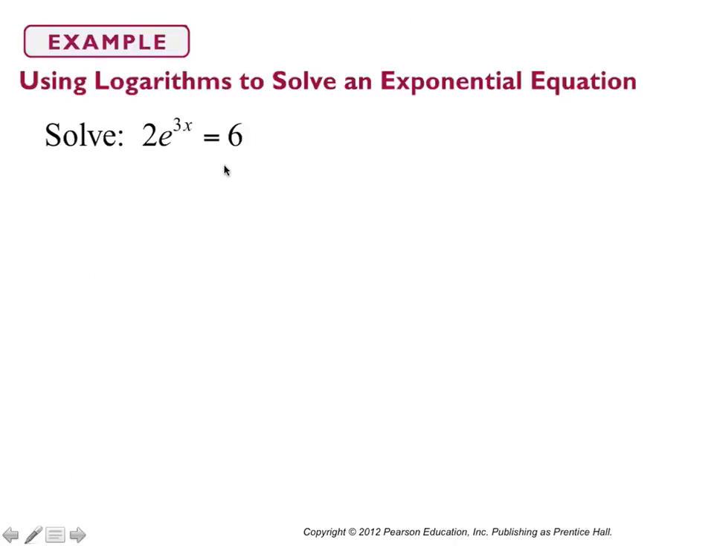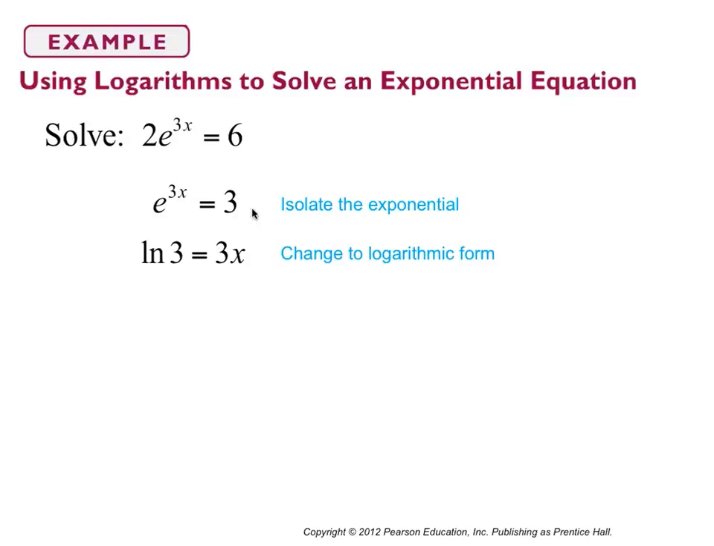Okay, let's take a look at this one right here. We have 2e to the 3x equals 6. For this one, we want to change it around a little bit. We want to isolate the exponential first, so we want to get the e by itself. So we have e to the 3x equals 3, because we divided both sides by 2. And then we change it to logarithmic form. Anytime you have e, you can change it to ln. So we're going to have ln of 3 equals our exponent, which is 3x, because this is really just log base e. So this base right here is going to be log base e, which we just rewrite as ln.